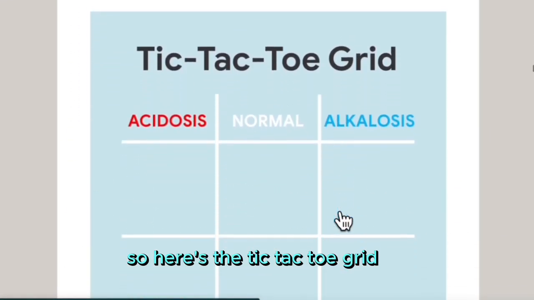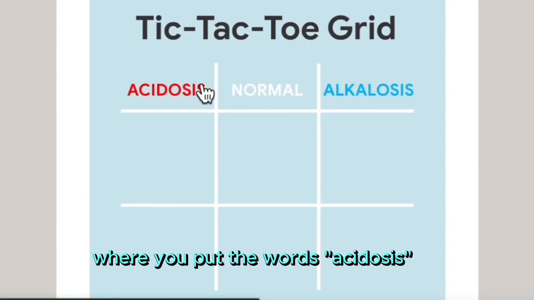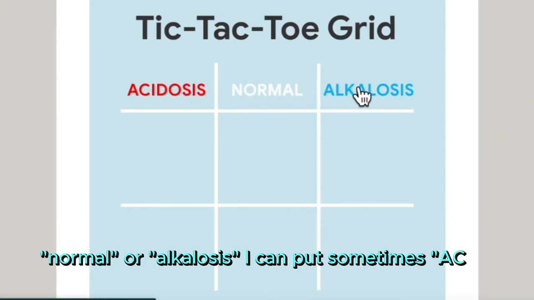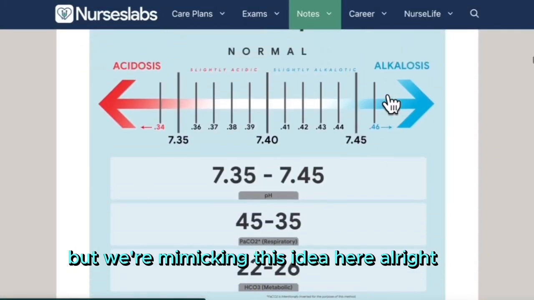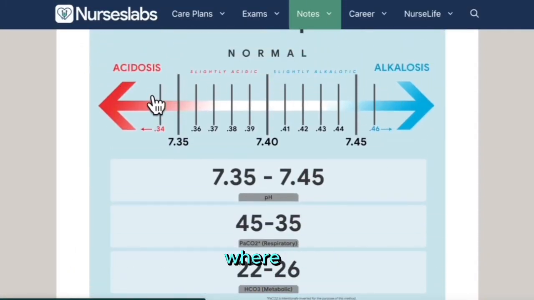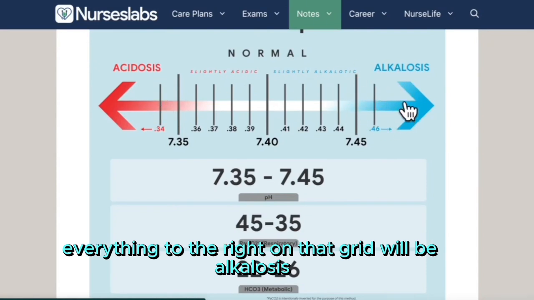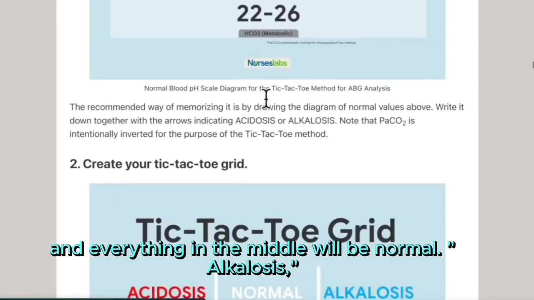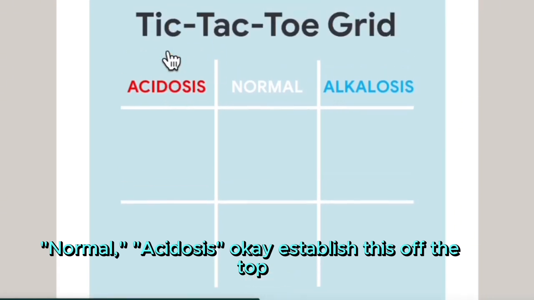So here's the tic-tac-toe grid. The first row of the grid is where you put the words acidosis, normal, or alkalosis. I can sometimes put AC, N, or AL, and that gets me there. We're mimicking this idea where everything to the left on that grid will be acidosis, everything to the right will be alkalosis, and everything in the middle will be normal. Alkalosis, normal, acidosis. Establish this off the top. This is what you're going to do.